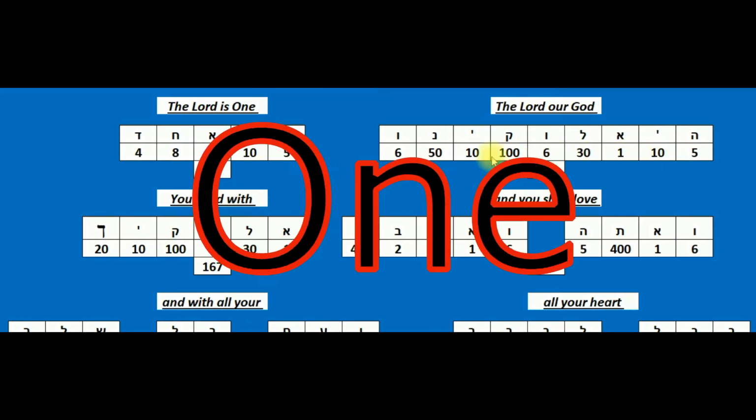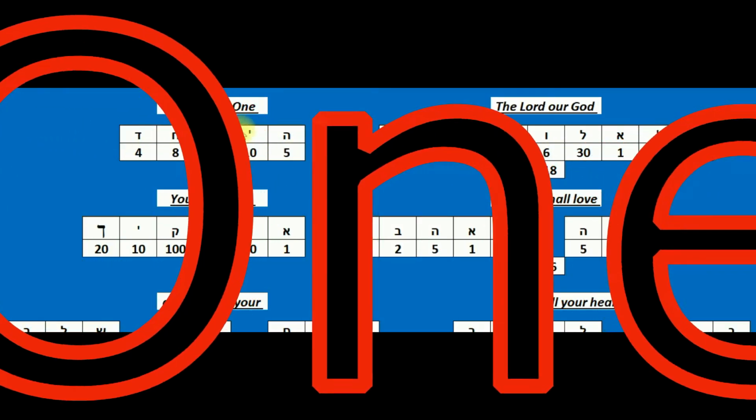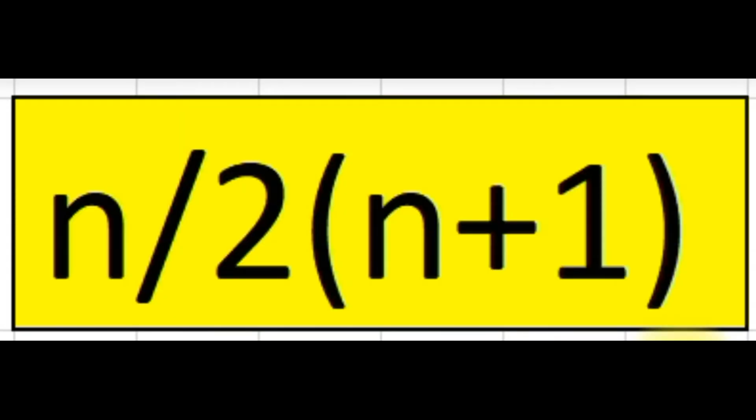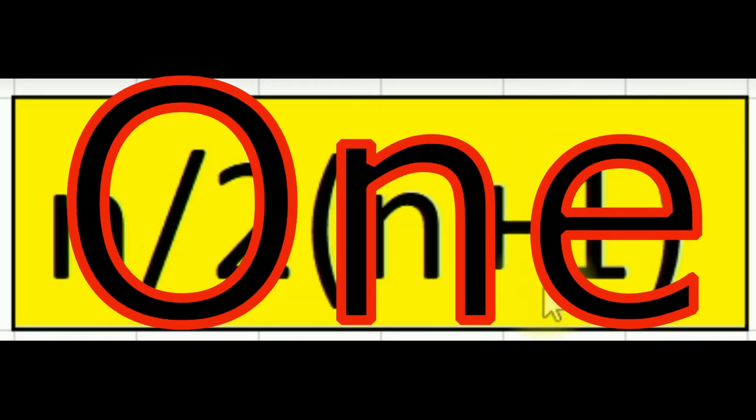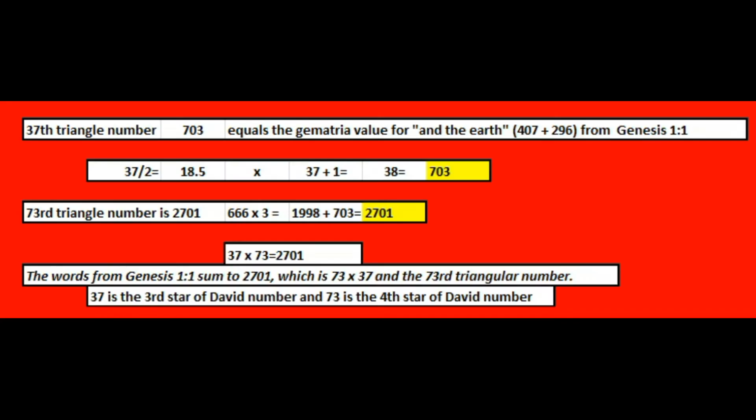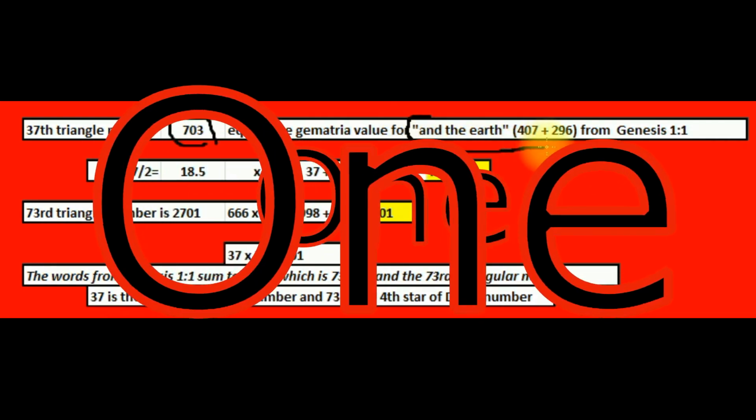The Lord our God, the Lord is one. The triangle number formula is the triangle number divided by 2 times the triangle number plus 1. Star n triangle number 37. The 37th triangle number is 703. That equals "and the earth" from Genesis 1 verse 1 in Hebrew.